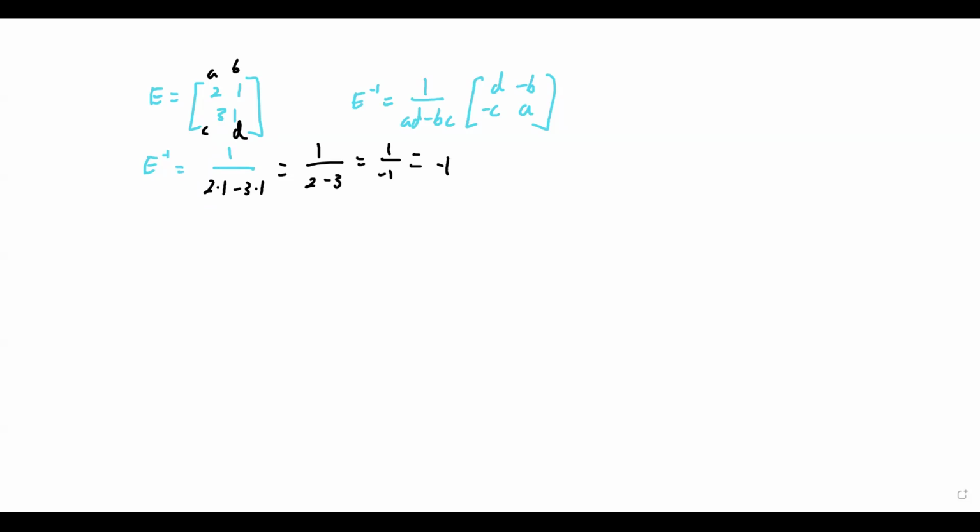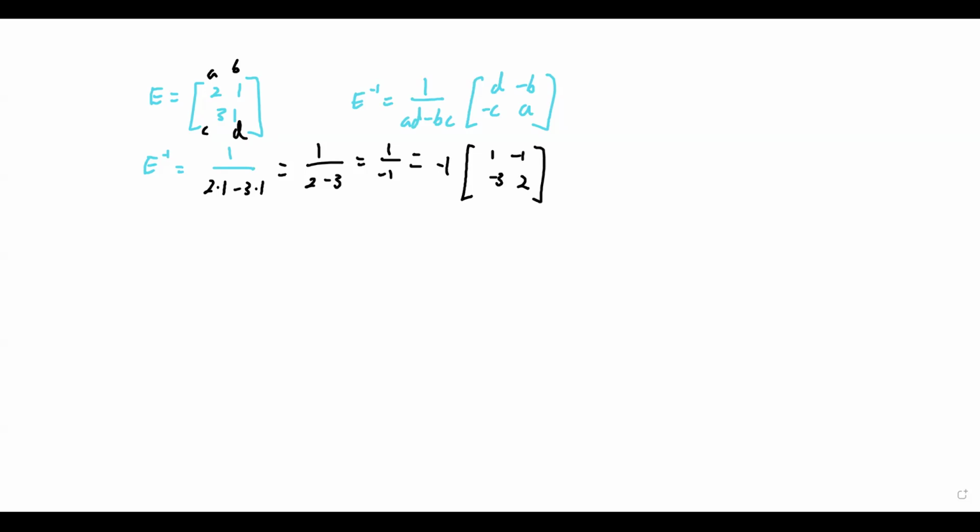Now I'm going to multiply that by this matrix. So I'm going to switch the places of A and D. So this is 1. This is 2. I'm going to change the sign of B and C. So this is -1, -3. Any questions so far on how to find the inverse? And of course, we'll review some more tomorrow, but does everyone understand this?